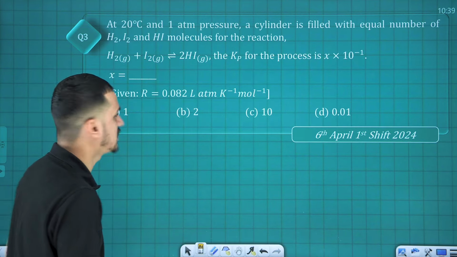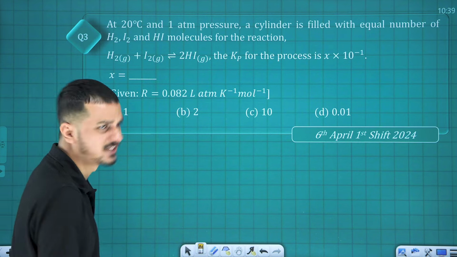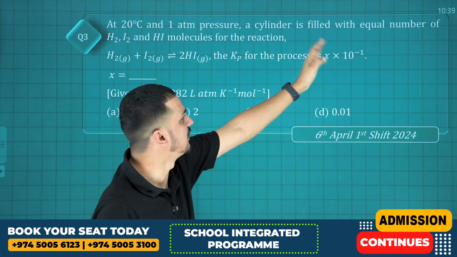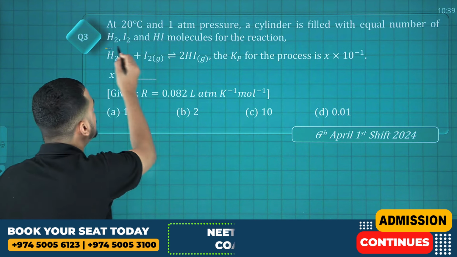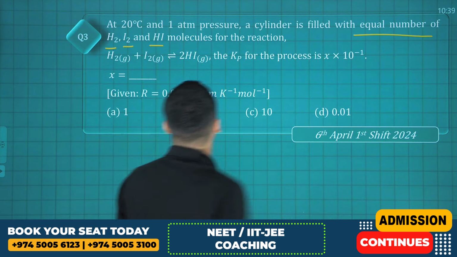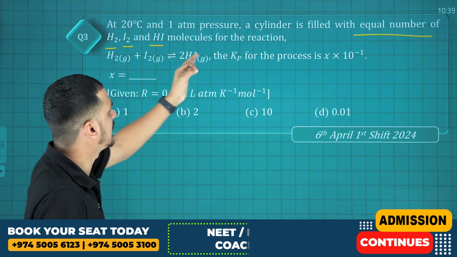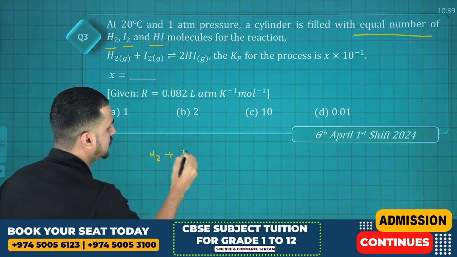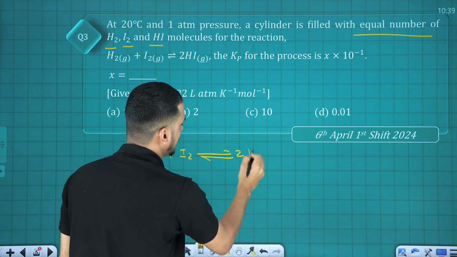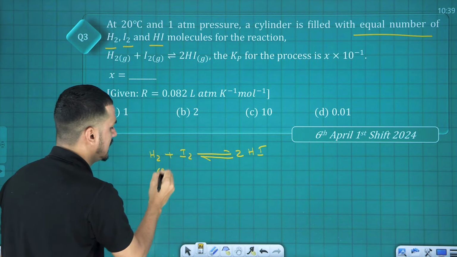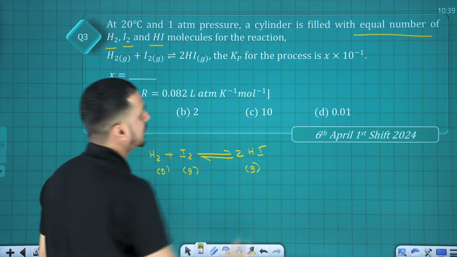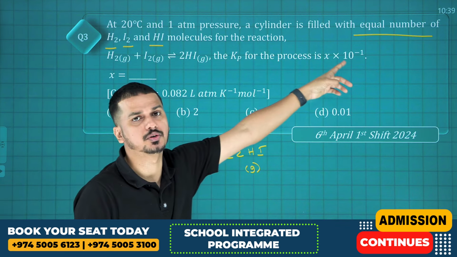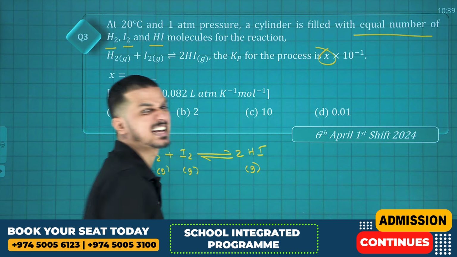Next we can look at question number 3. This is a simple one. At 20 degrees Celsius and 1 atm pressure, a cylinder is filled with equal numbers of H2, I2 and HI molecules for the reaction H2 plus I2 reversibly gives 2HI. Dears, all of these are gases. Then they are asking what is the Kp for the process, x into 10 raised to minus 1. They are asking what is x.